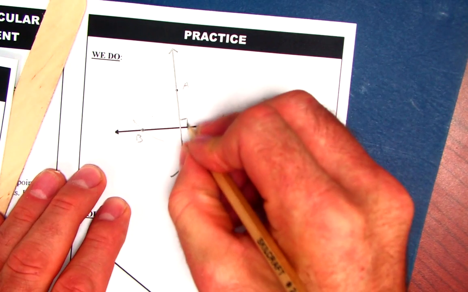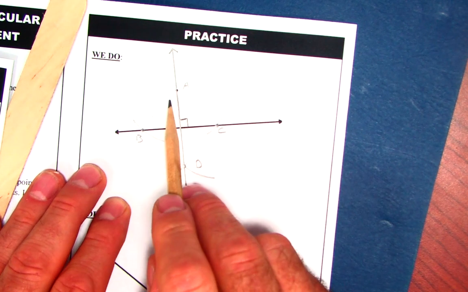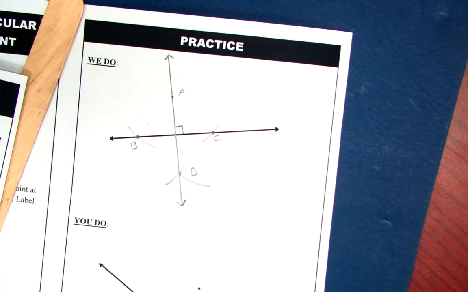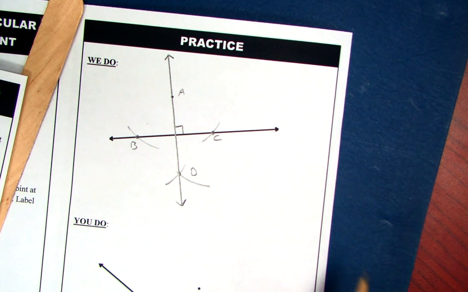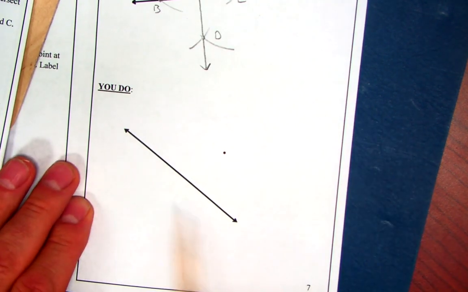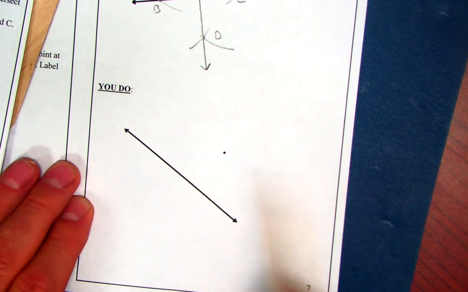Okay, so this line that we constructed is now perpendicular to our given line, and it goes through this point that's not on the line. All right, so that's it. You just need to construct a line perpendicular to this given line through that point, and we'll be done.